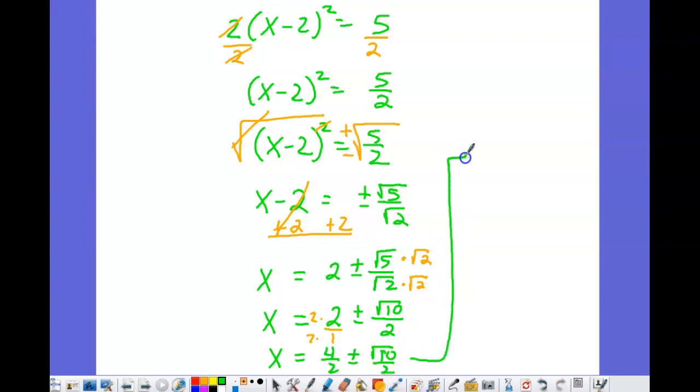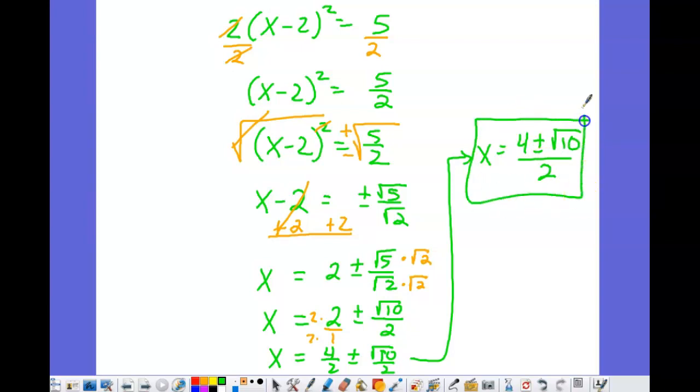And then as a final answer there, I can just write x is equal to 4 plus and minus the square root of 10 over one common denominator of 2. And there's my answer. Okay, so after you change it to vertex form, you solve for x, basically.